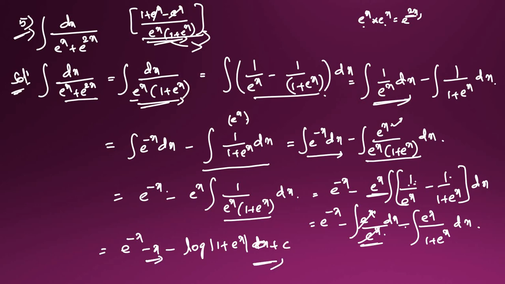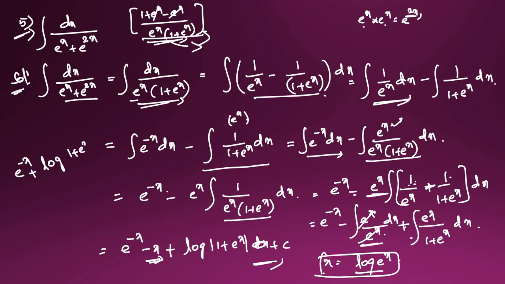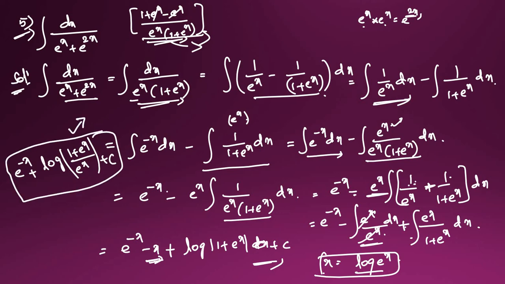If you have to take, this x is equal to log e power of x, we can take log e power of x here, and we can do this one here. So this is minus into minus, plus here, sorry, here minus only, here plus will come. If I take this one as log e power of x, it will become log of 1 plus e power of x divided by e power of x plus c. So this is the answer if you want the textbook answer. Otherwise, you can take this as the answer.